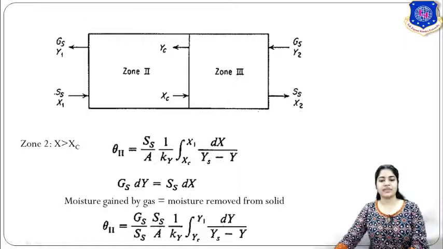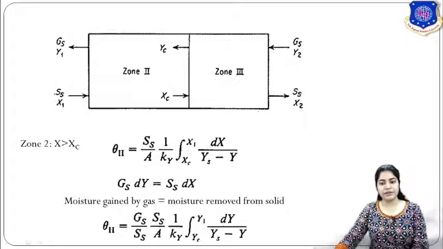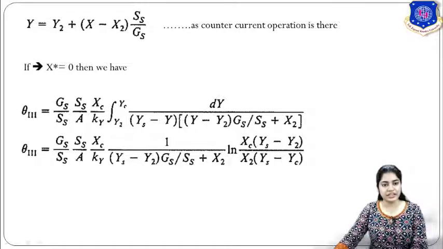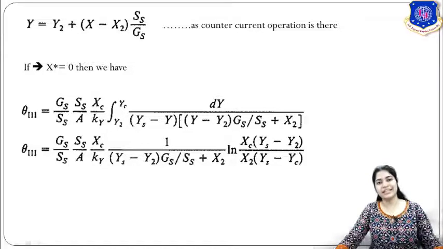See here, in zone 3, at any point Y is the entering humidity plus the transfer of moisture which is happening. So the moisture which is entering and the moisture which is transferred from wet solid to the gas are the two terms. Now if X star is 0, if you neglect the equilibrium moisture content, then you get the following equation, and solving the integration, this is the final representation of the time required for drying in zone 3.